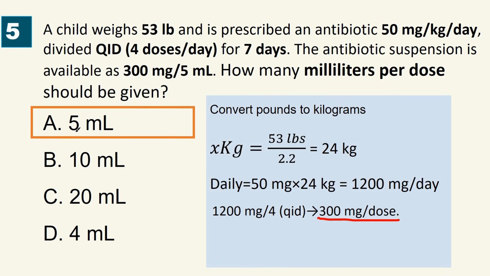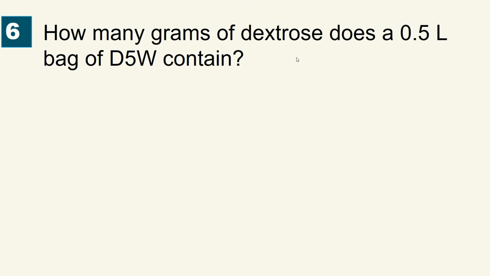But the answers are not given in milligrams. The answers are given in how many milliliters per dose should be given. So it's quite straightforward. You have to give 300 milligrams. Here you have 300 milligrams in 5 mL. So each time the patient will get 5 milliliters that contains 300 milligrams. And that's the reason why the answer is 5 milliliters.